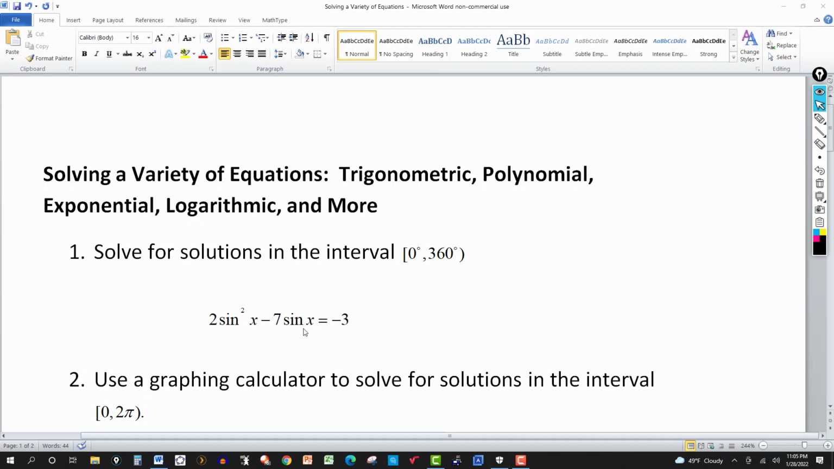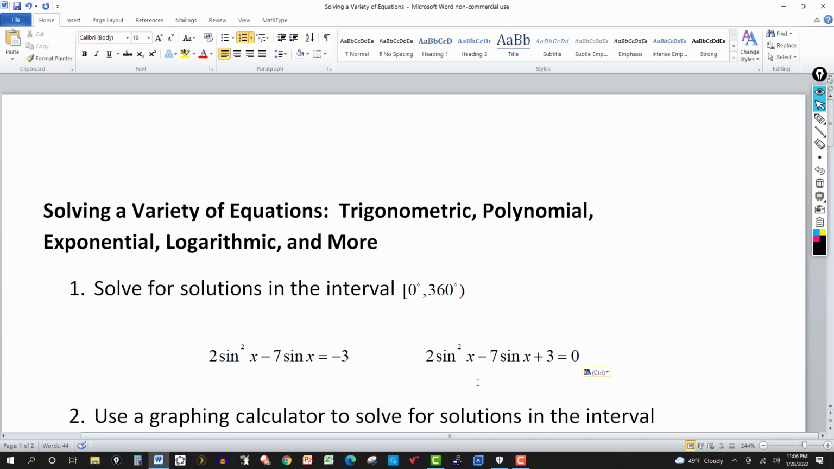So I'll bring the -3 over so I can make the right side 0. So I'll wind up with 2 sine squared x minus 7 sine x plus 3 is equal to 0. And this one does factor. And it factors into 2 sine x minus 1 and sine x minus 3. You can check the multiplication here. Sine of x times 2 sine of x is 2 sine squared x. Then multiply the inner and the outer terms. Minus sine x and minus 6 sine x gives me minus 7 sine x. And of course I get the -3 times -1 is +3.